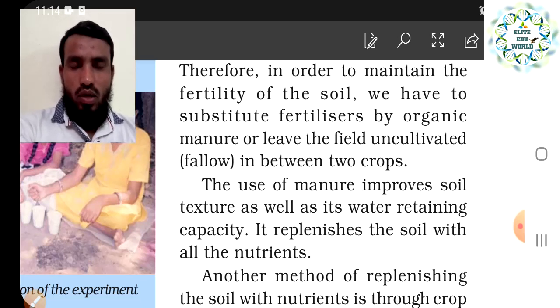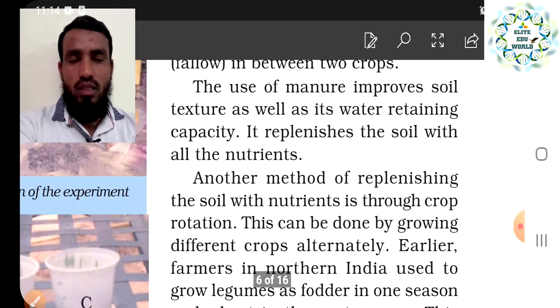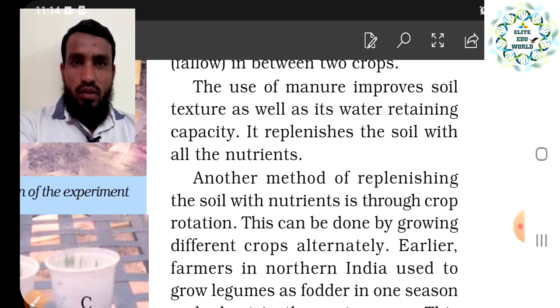So that is why between two crops you have to give a break, leaving the field uncultivated, or fallow, or otherwise you have to do manuring, you have to add manures, because manure is a natural fertilizer. So both are options to avoid fertilizers.